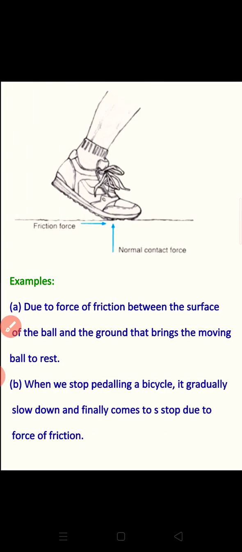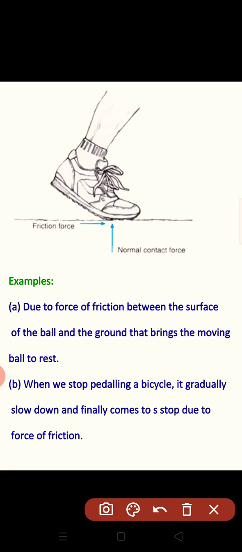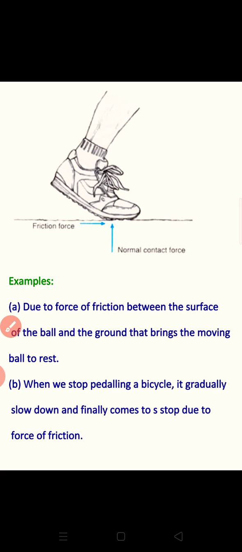See the example. As I said, when any one of two objects is moving, then friction force will be applied. Here the two objects are this foot and this land surface. Between the surface of his shoe sole and the surface of the land, frictional force will be applied. And if this boy is moving in this direction, friction force will be applied in the opposite direction, against the motion.